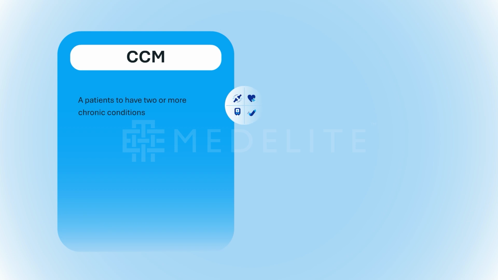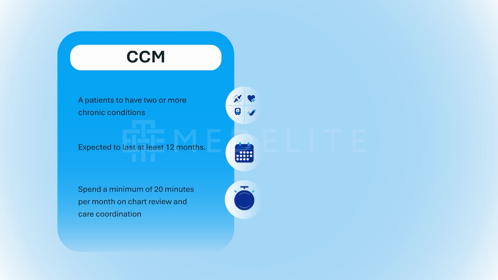CCM requires patients to have 2 or more chronic conditions that have lasted or are expected to last at least 12 months, with significant risk of hospitalization or decline. You must spend a minimum of 20 minutes per month on chart review and care coordination.